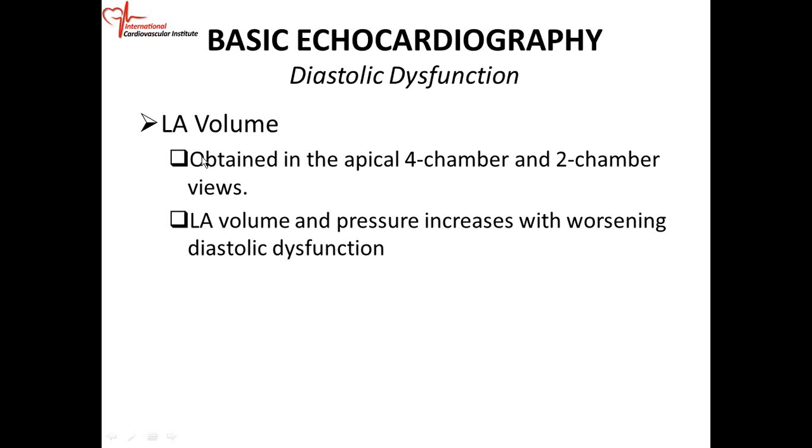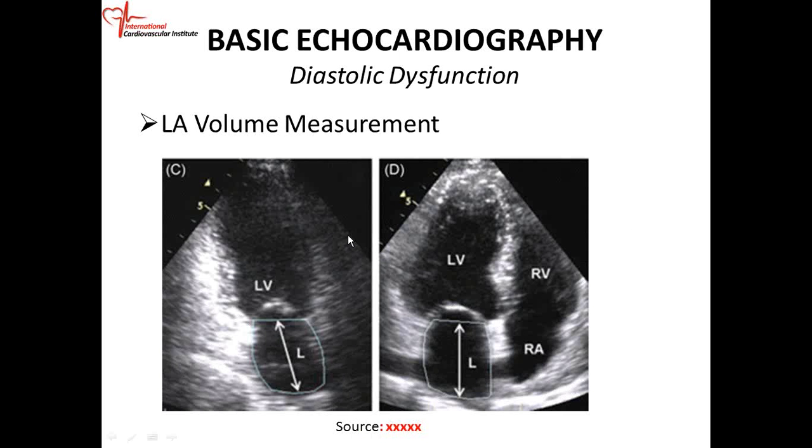So you obtain your apical 4 and your 2-chamber views. The left atrial volume and pressure increase with worsening diastolic dysfunction. Remember, the greater the pressure in the left ventricle, the more pressure it puts on the left atrium. So the volume is going to increase and the pressure is going to increase.